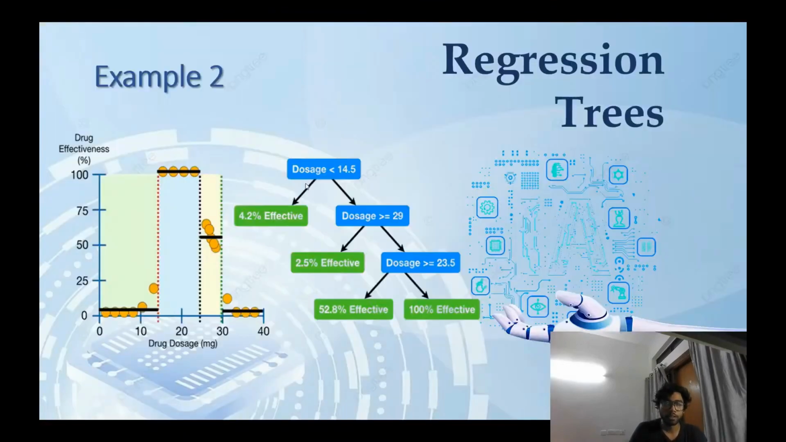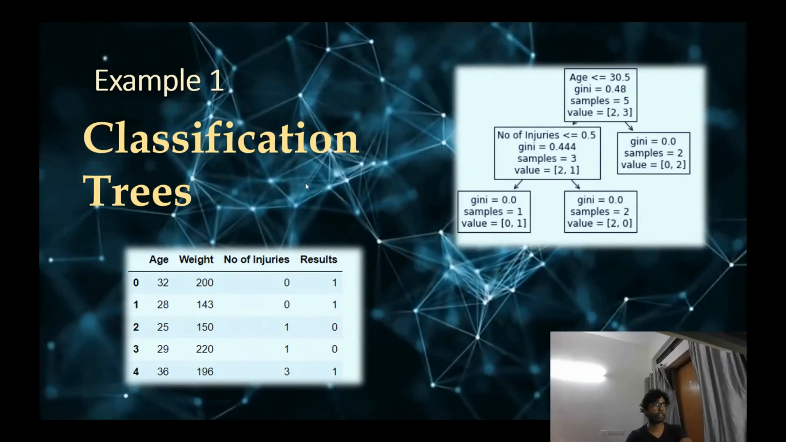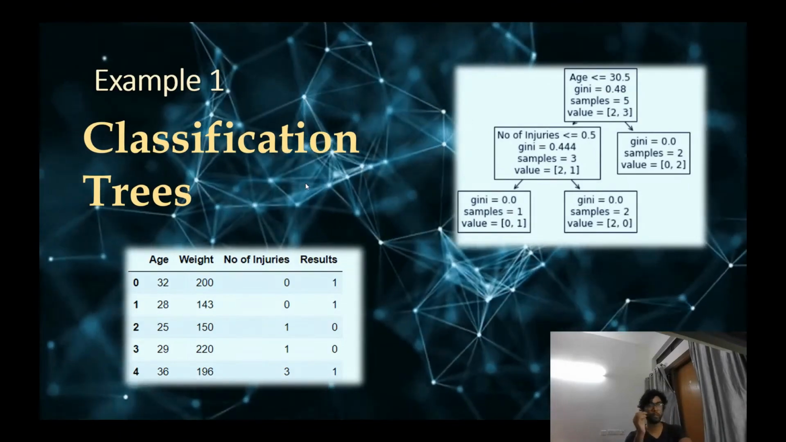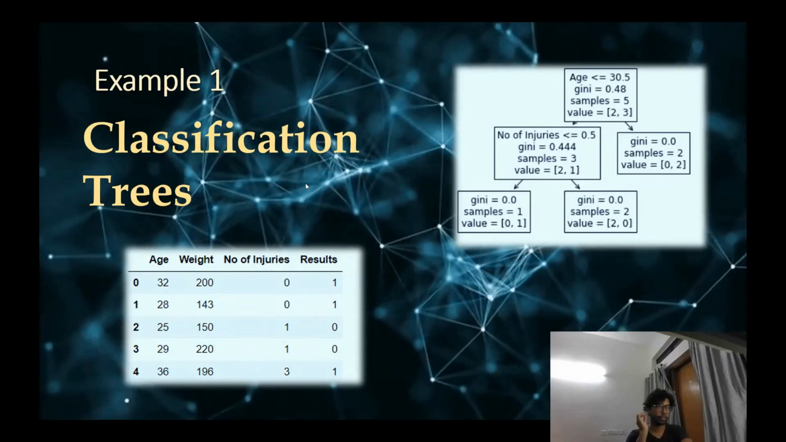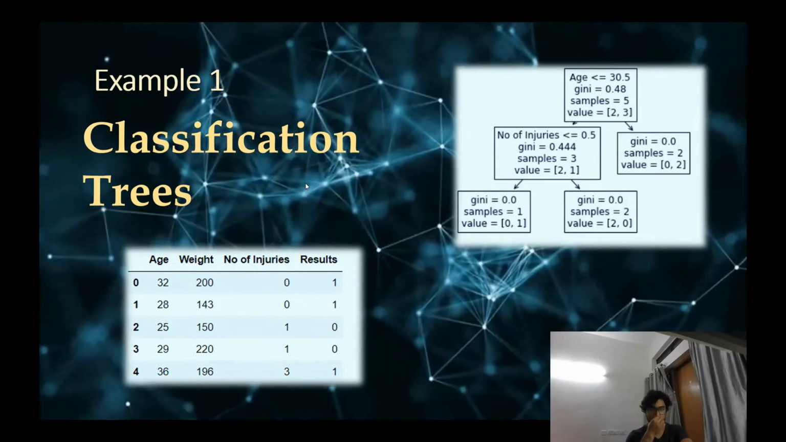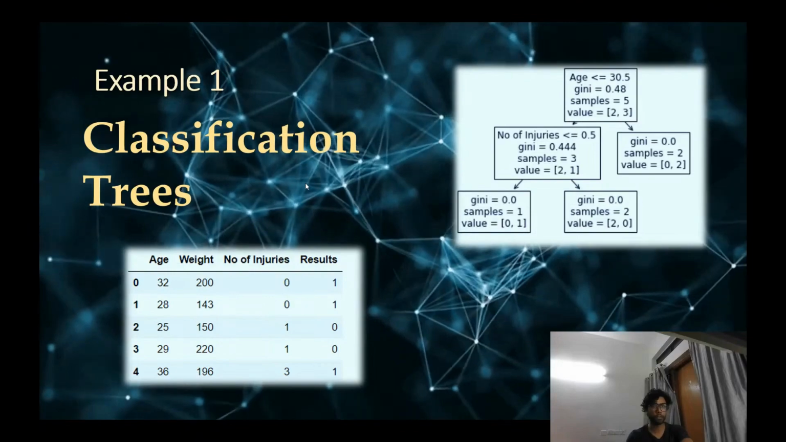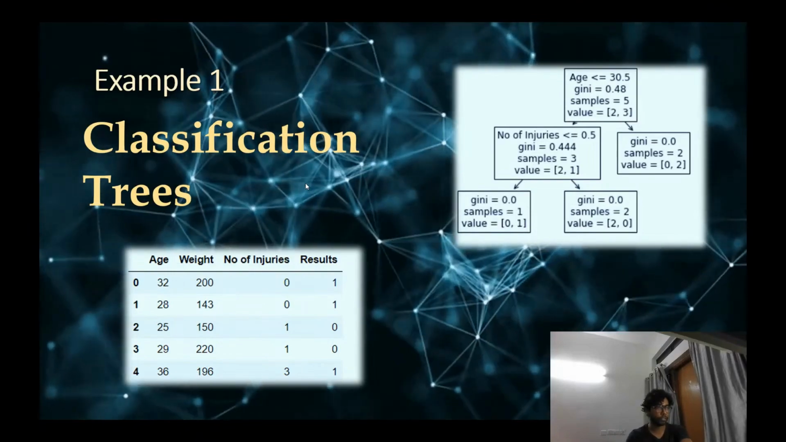Okay, so this was an example of classification trees. Now we'll talk about regression trees. But do you know why? What is the difference between classification trees and regression trees? Can anybody tell me? I think you all know the difference between classification, regression, and all those things.